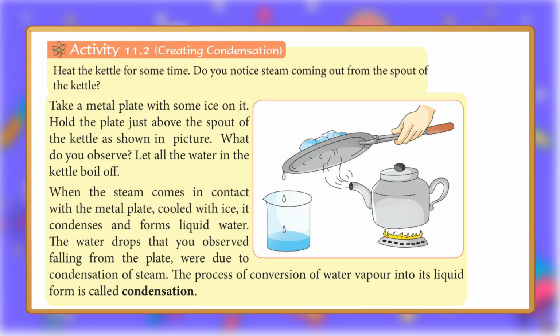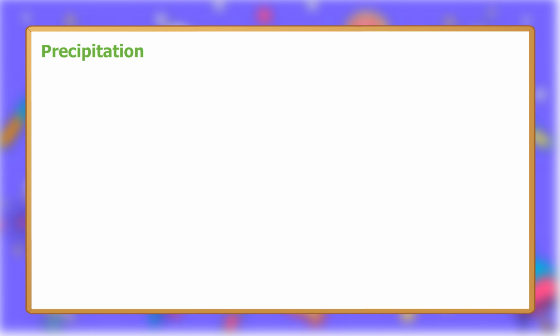When the steam comes in contact with the metal plate, cooled with ice, it condenses and forms liquid water. The water drops that you observed falling from the plate were due to condensation of steam. The process of conversion of water vapor into its liquid form is called condensation.